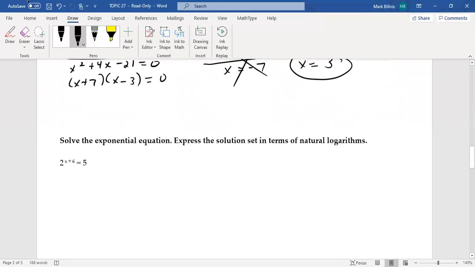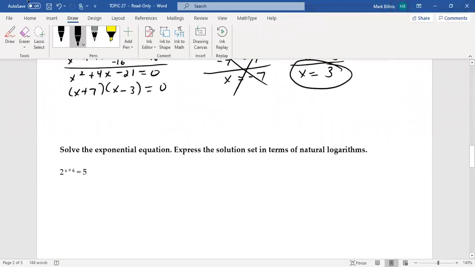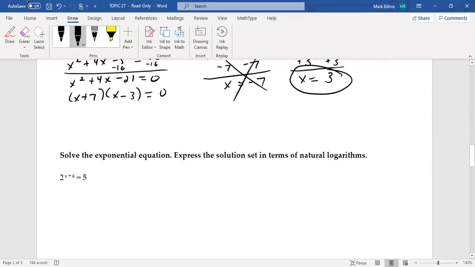Next, we're going to solve an exponential equation, and we're going to express the solution set in terms of natural logs. In the first problems we did, we could express both sides as having the same base. But in this case, we can't change 2 into base 5 or 5 into base 2. So what we're going to do is apply the natural log to both sides.